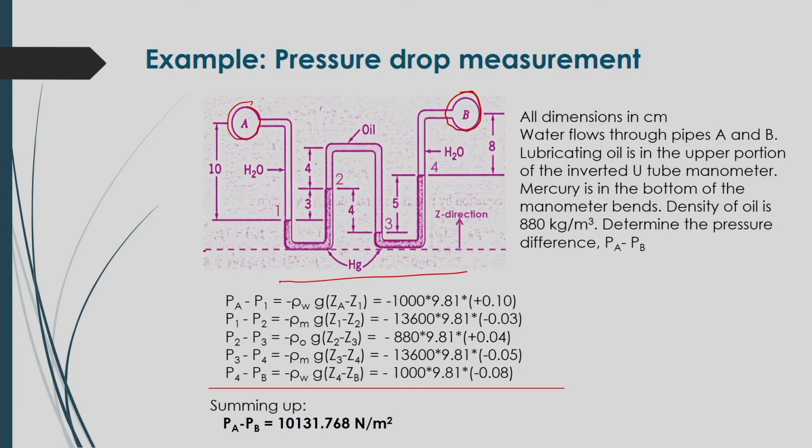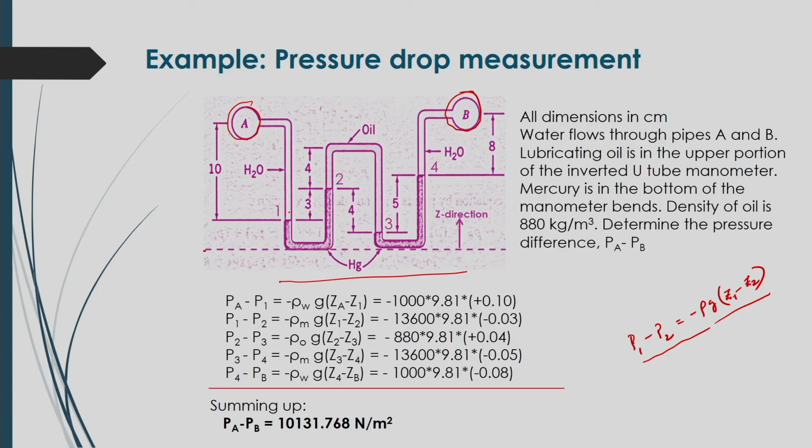Now, you have to use the general equation of hydrostatic pressure, that we know: P1 minus P2 is equal to minus rho g into (Z1 minus Z2). So, this is your general equation. If you apply this general equation, you can easily calculate the pressure difference between A and B. Now, how to apply? Before applying this, you have to mark the different interfaces of the fluids inside the manometer.